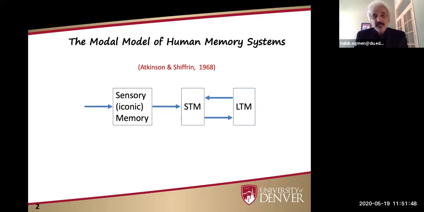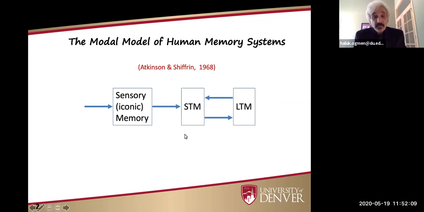Long-term memory has very large capacity. Remember all the things you've learned in your life that you can still retain, and also very long retention time. Things that you learned in your childhood, you may still retain today. The time course of long-term memory can be a lifespan.